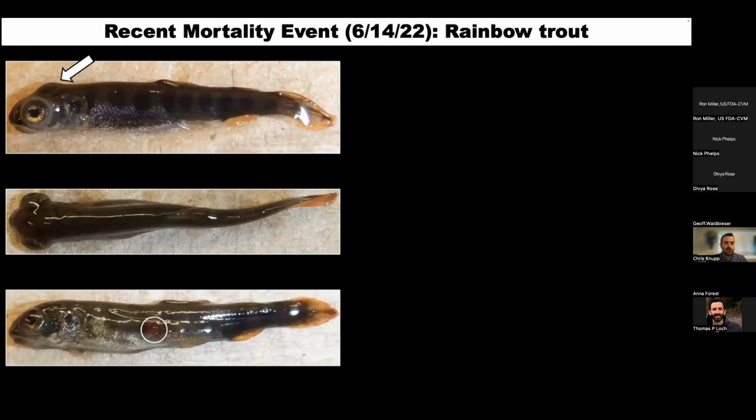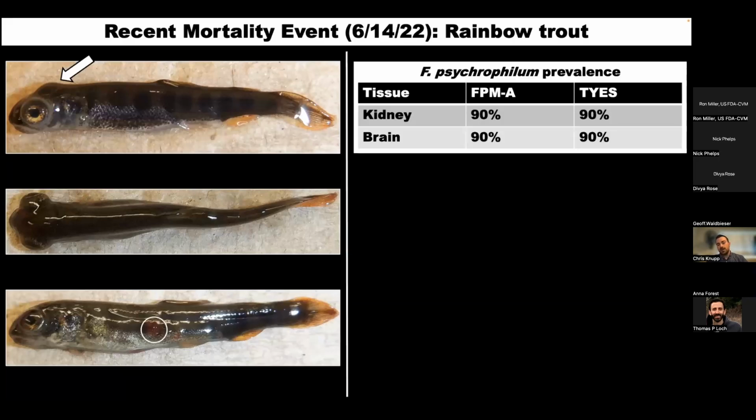So it was a bit last minute for this presentation, but I wanted to include some of the culture results for you all since I had taken the opportunity to again compare FPMA to ties. So what we saw in terms of overall prevalence was that both media types were able to recover cycrophyllum from the kidney and brains of 90% of the fish.